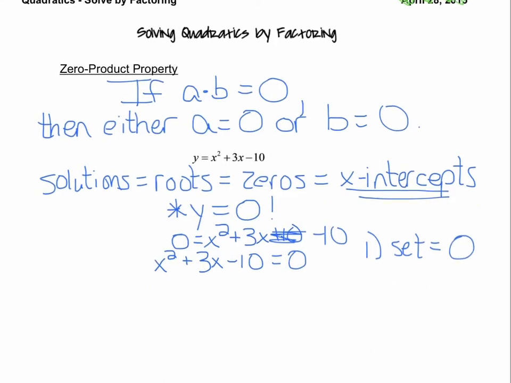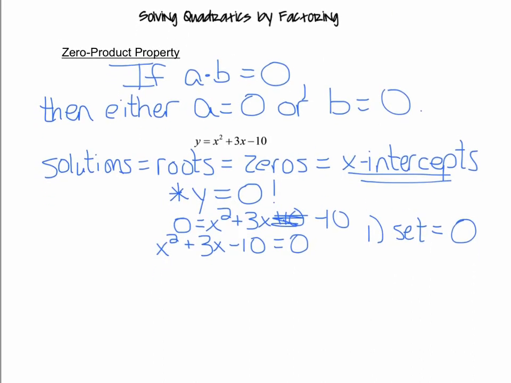Now, the second step, what we want to do next, notice I have a trinomial here. What do we do with a trinomial? What did we do in the last chapter with a trinomial? We factored. So step 2, I told you, you can never forget factoring. Factoring is going to follow you. You're going to factor this trinomial.